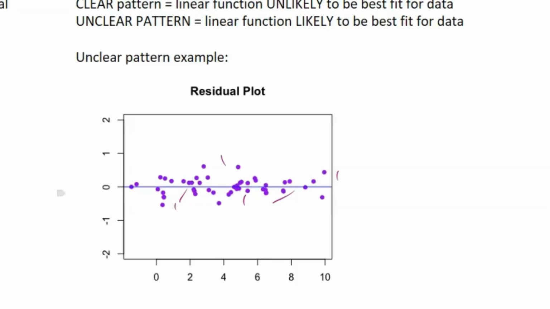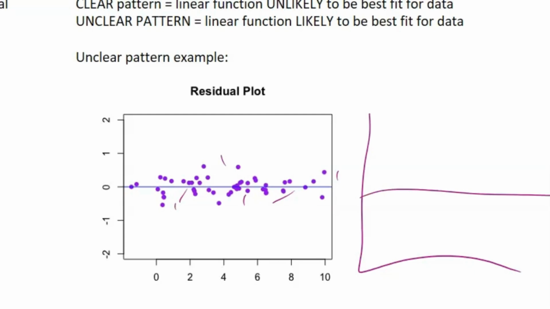Something like a clear pattern would be, I'm just going to draw something random. Let's say this was the line, and you go something like this, like a U-shaped parabola, whatever. That means it would be unlikely for a linear function to be the best fit for that data.